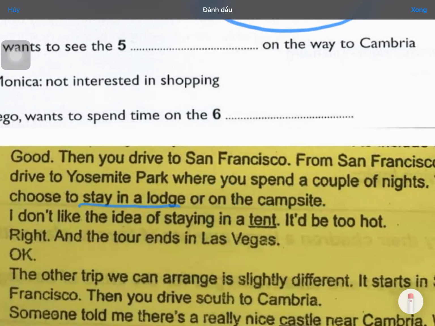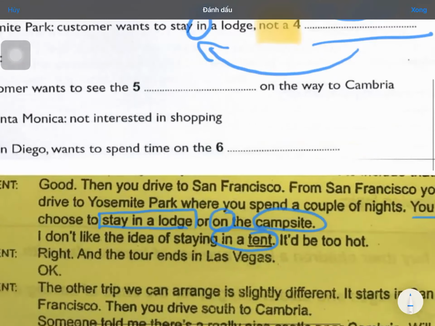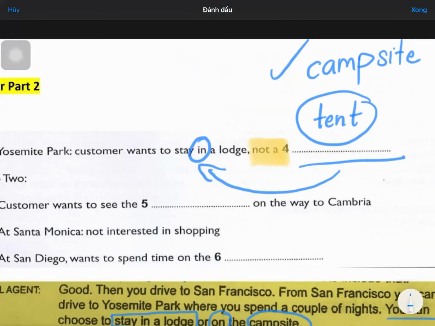Let's look at this. The customer wants to stay in a lodge. And she doesn't want to stay in a tent because it would be too hot. If you choose campsite, you must see the word on too. But now let's double check. Before the blank, before number 4, you don't see the word on. You only see the preposition in.